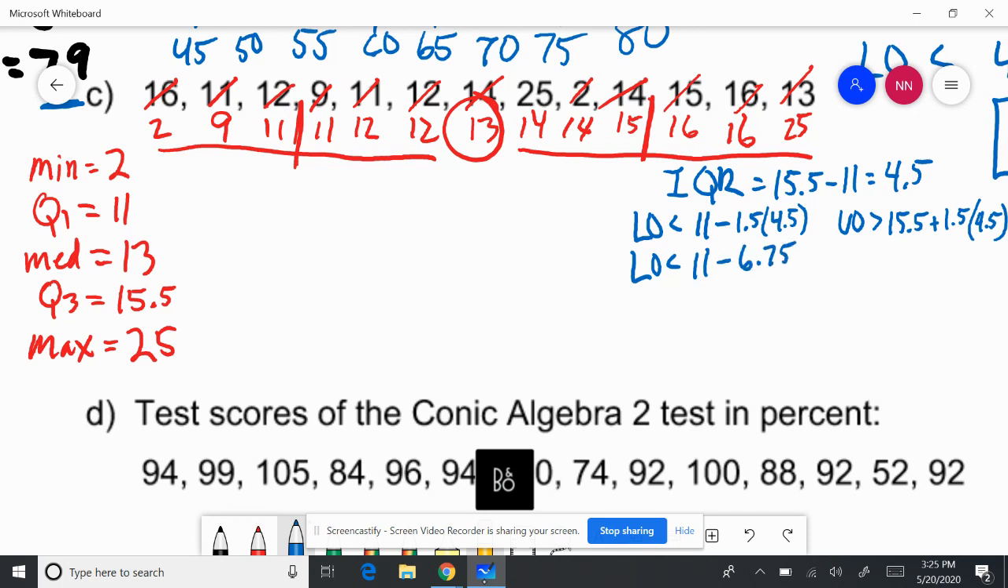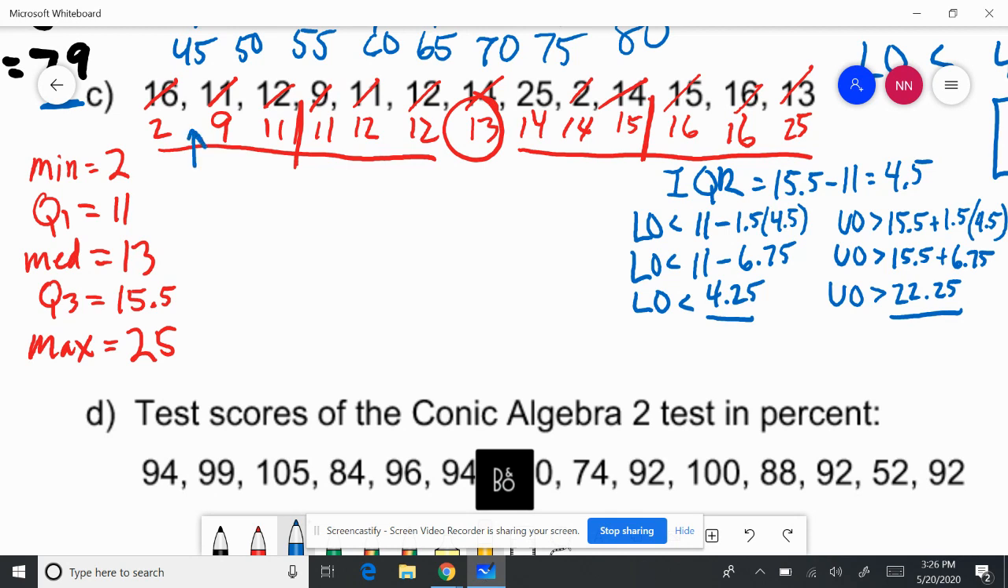We're going to do the same thing on the other side. Oh, sorry, let's finish this off. Lower outlier, if we subtract these, is 4.25. Now for the upper outlier, we're going to multiply the 1.5 and the 4.5, and that gives us 6.75. We're going to add them, and that gives us 22.25. So we're looking for anything lower than 4.25 and higher than 22.25.